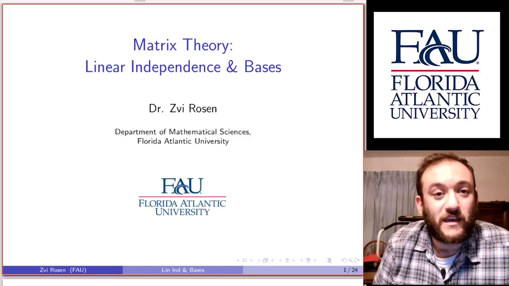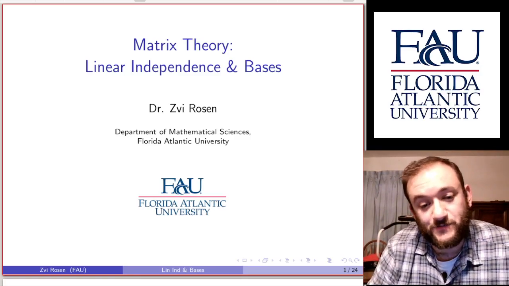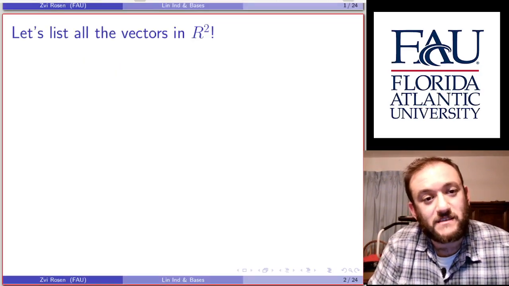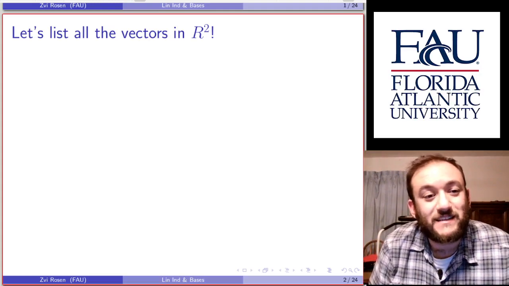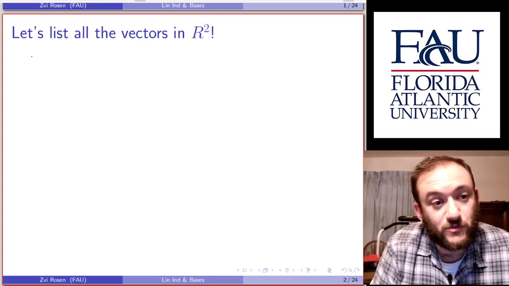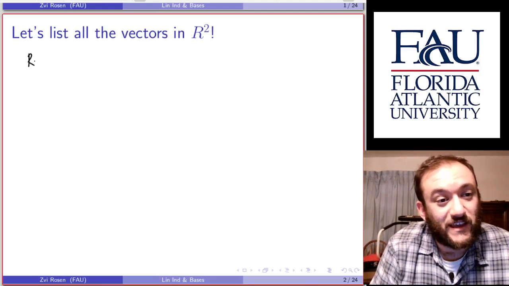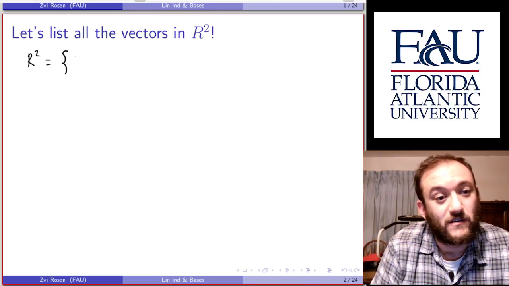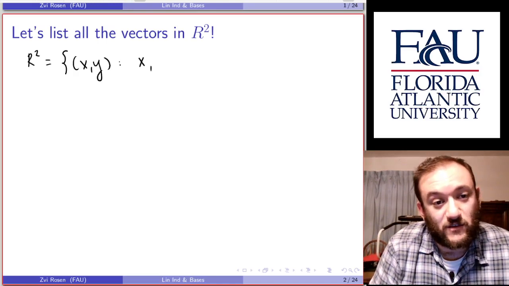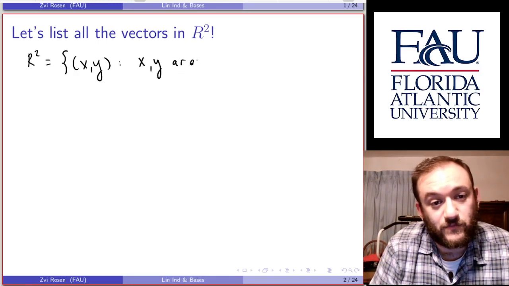This time we'll be talking about linear independence and bases. To communicate why bases are important, we're going to start by trying to list all of the vectors in R2. You'll recall R2 can be defined as the set of pairs x, y, where both x and y are real numbers.